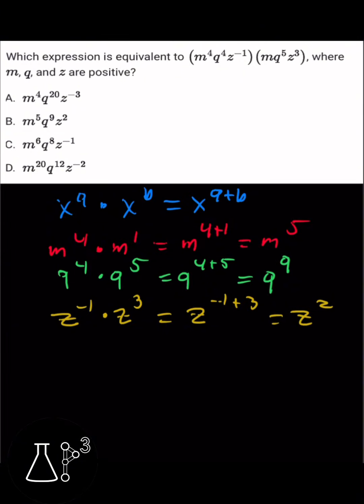So now what we want to do is combine the m, q, and z to figure out our answer, which is going to be m to the power of 5 multiplied by q to the power of 9, and then multiplied by z to the power of 2, or z squared, and that's going to equal b.